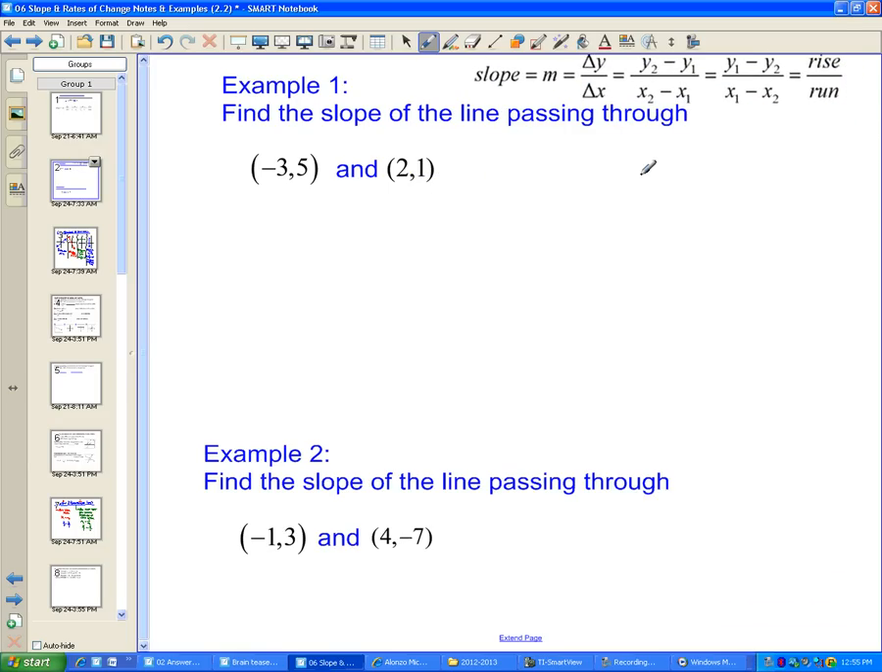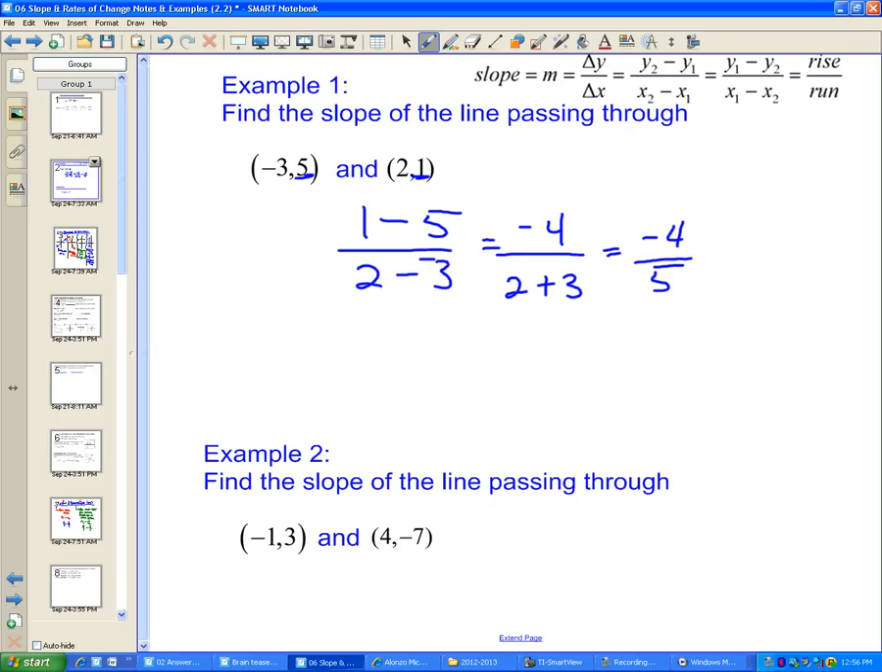So I need to take my y's, and I like to start with the second one and go 1 minus 5 over 2 minus a negative 3. And I start by writing what it is. It is a negative 3, so 2 minus a negative 3. 1 minus 5 is negative 4. 2 minus a negative 3, well, that's 2 plus 3. So this is negative 4 over 5. And that's my slope. I have a rise of negative 4 and a run of 5.